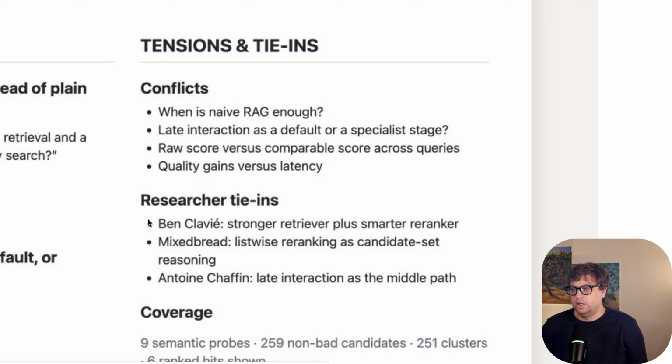It also looks across the other data and says, oh, let me look at, because I have a memory store that stores lots of information, and it tries to tie into stuff. It says Ben Clavier had something about strong retriever plus a smart re-ranker. So that's what he recommends. Mixedbread does listwise re-ranking as a candidate set. This was a very new paper. Antoine talks about late interaction as a middle path. And so these are things that I might want to look into and do some research before I answer.